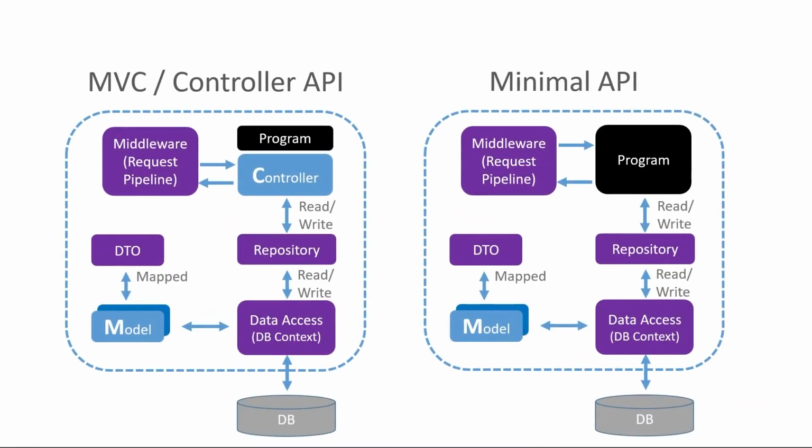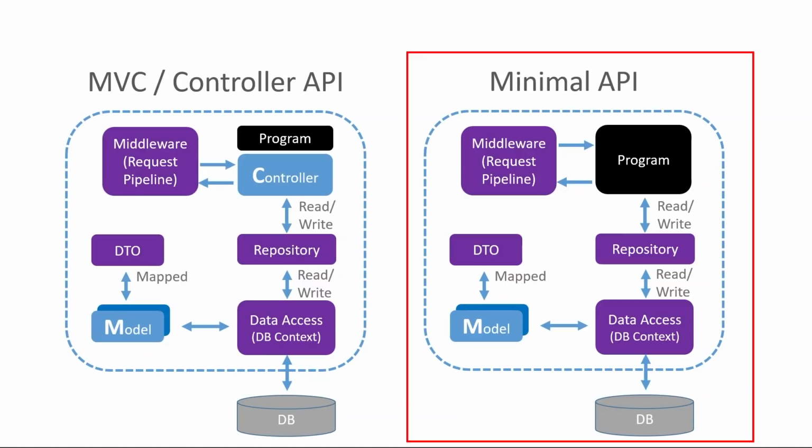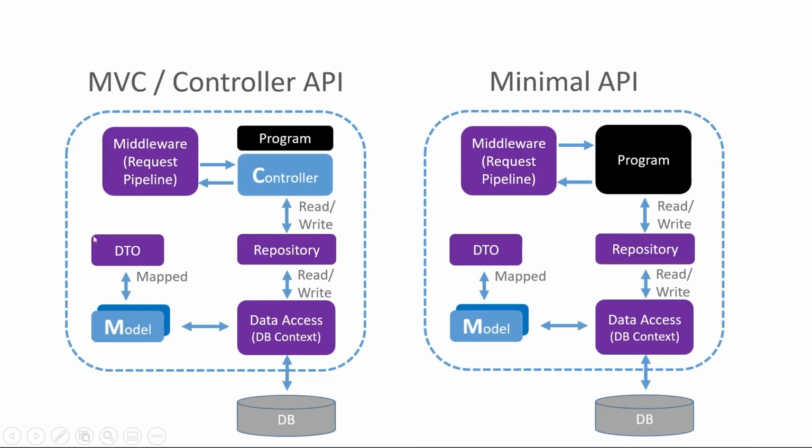So just before we move on to that, here's a contrast between what we're going to build today, our minimal API, and what I just showed you before. I've already gone through this before. Here's what we're building today. So we still have a request pipeline. Still going to have DTOs, repositories, data access, models, all this stuff you can see here, absolutely identical.